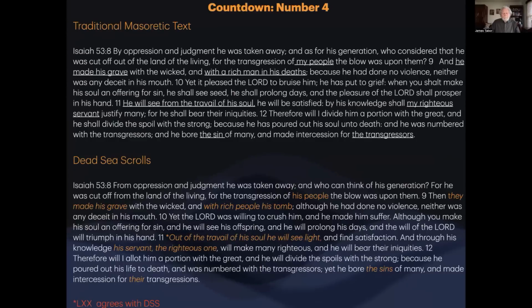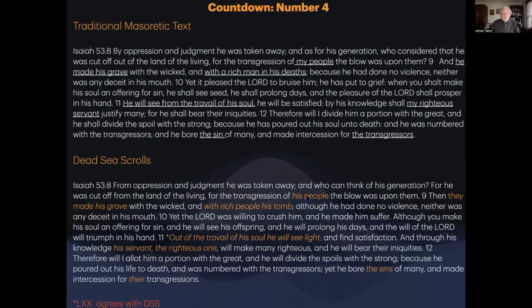Number 4, Isaiah 53 is about the suffering servant. Christians read this and they take it as a prophecy of the sufferings of Jesus. By oppression and judgment, he was taken away. As for his generation, who considered that he was cut off from the land of the living, for the transgression of my people, the blow was upon them. He made his grave with the wicked, with a rich man in his death.